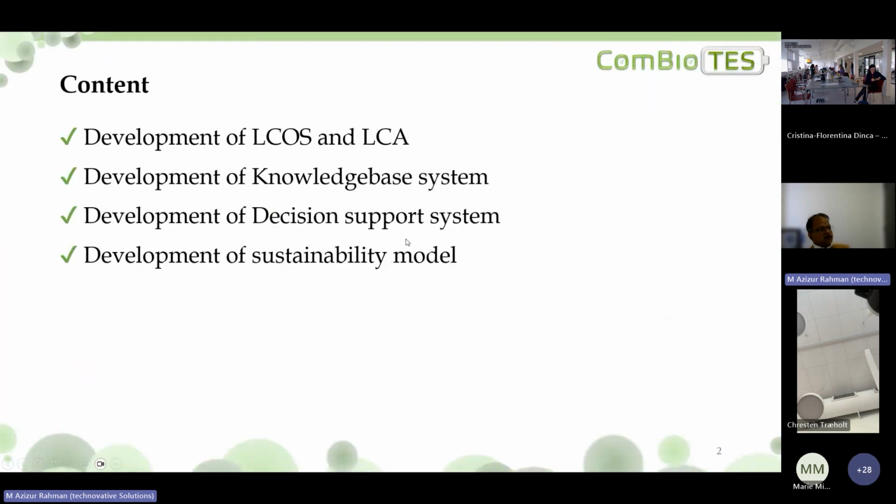So first I will talk about the life cycle levelized cost of storage and the life cycle analysis tools. Then we talked about the kind of knowledge base or database that has been used by the decision support system, and then we see a tool for the sustainability analysis. So all these things are a combination, and we put them together in a decision support tool.